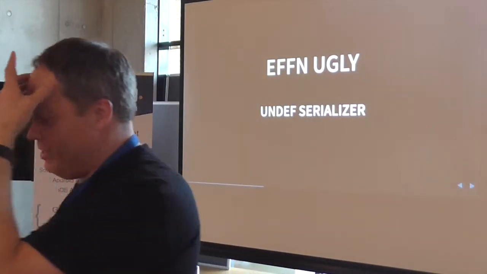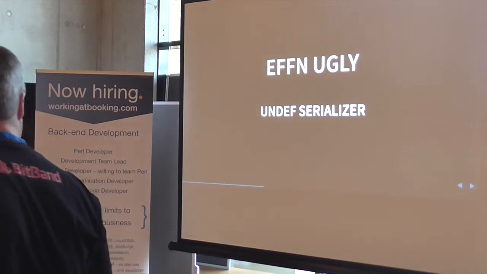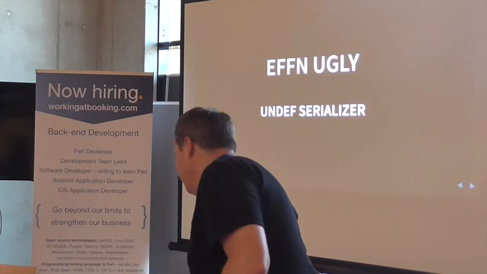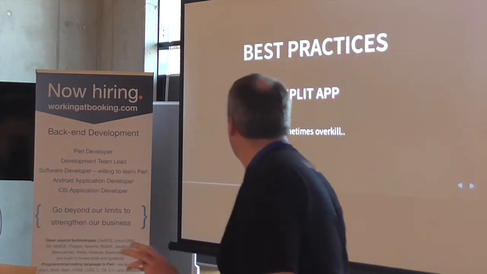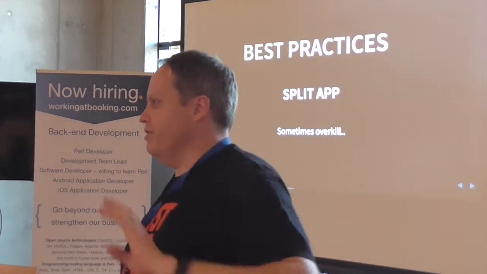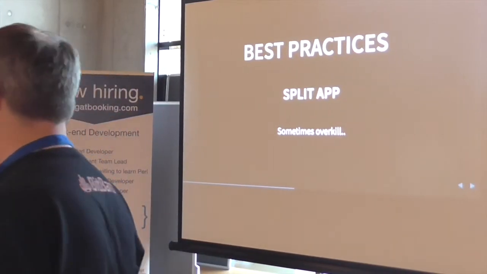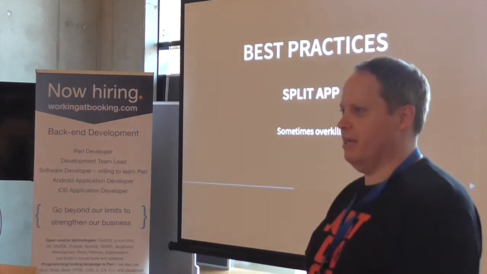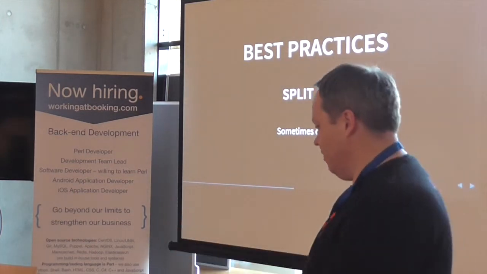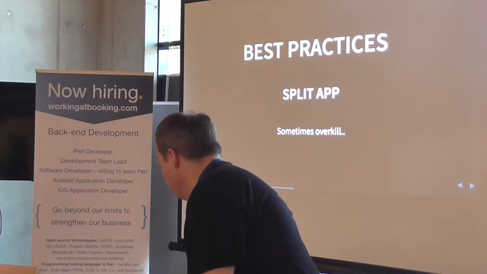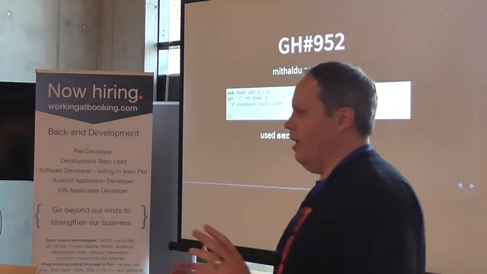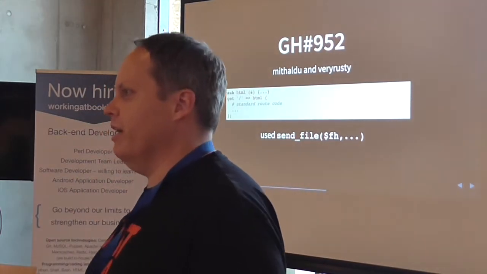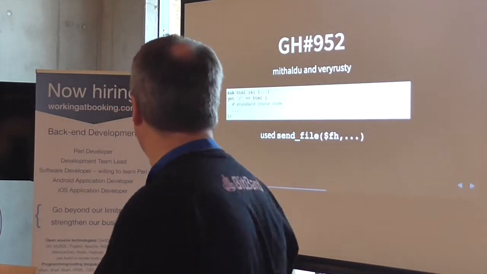I've seen some really horrid solutions. I wasn't going to swear. I've seen people trying to undef the serializer in the route, so they're trying to do it. You're going to end up fighting yourself. Best practice has always been to split your app. Have an app that just serializes its output, and have another app that handles the HTML, and use Plack to bind them together. Until someone raised this as an issue, and I was like, it'd be really good if there was a way to do this.